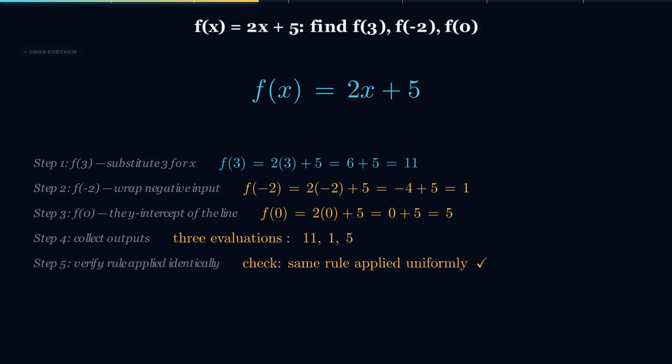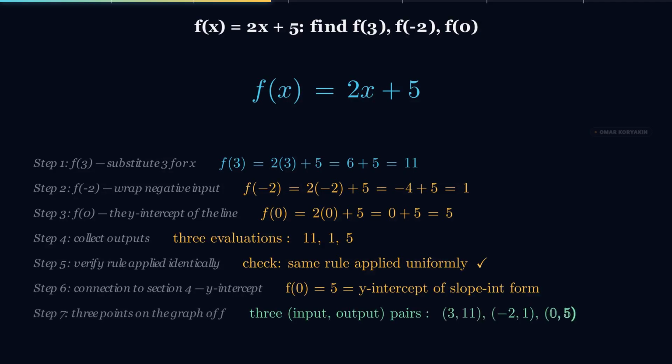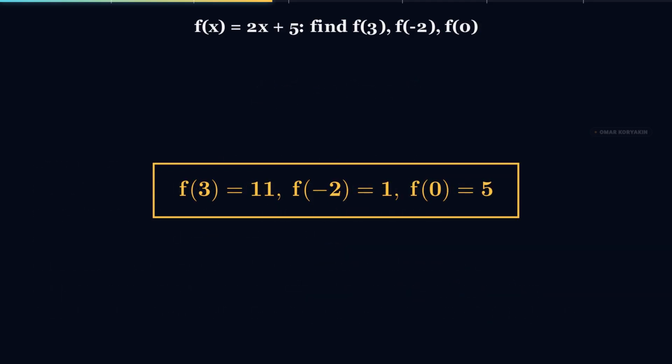Step 5. Verify by checking that the function is well defined. Each input produced exactly one output, no input had multiple outputs, and the rule was applied identically to all 3 inputs. The function definition checks from the previous lesson are satisfied, confirming f as a valid function. So the 3 evaluations are 11, 1, and 5.